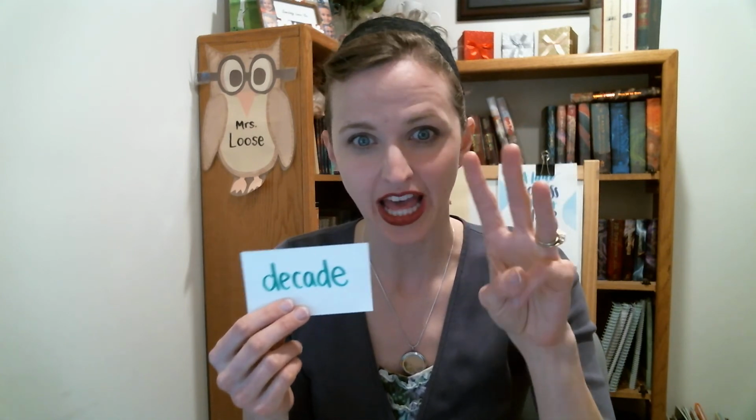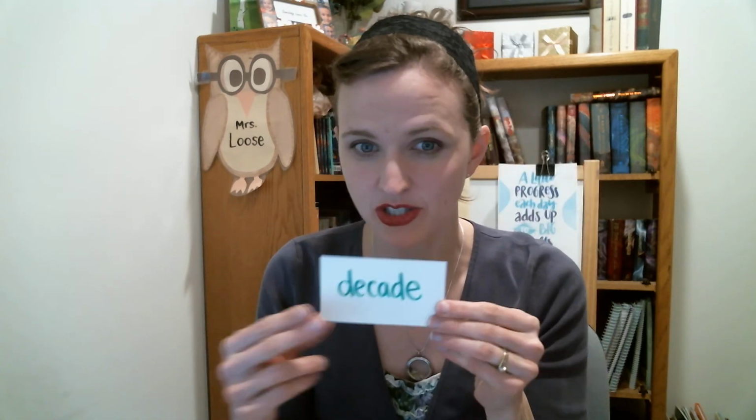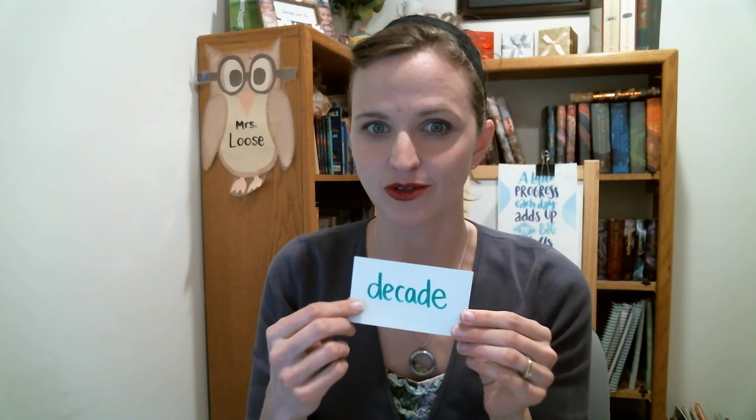Well, I'm not a decade old. I'm a little more than 3 decades old. That means it's like a group of 10, right? So that's 10, 20, 30. I'm a little more than 30 years old, so I'm 3 decades old.